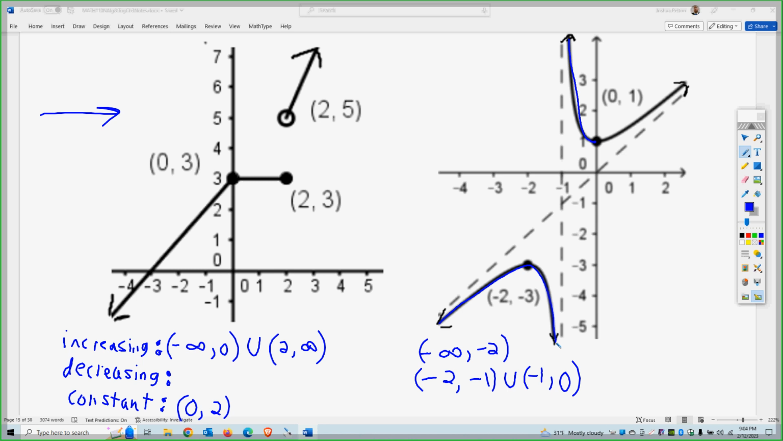Okay, and we're increasing again from 0 to infinity. So at no place are we actually constant. So this would be none for decreasing here and none for constant here. Okay. All right, let's go to the next part.